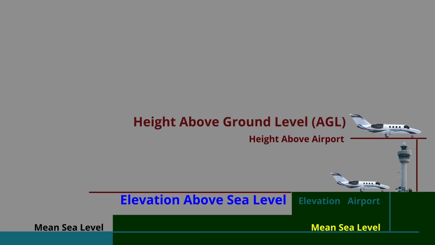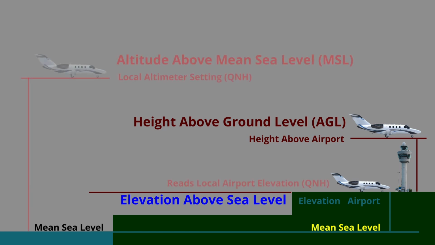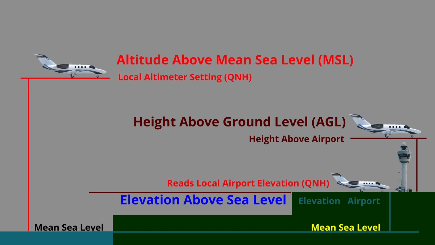Height is the vertical distance above ground level, abbreviated as AGL. Altitude uses the same calculation as elevation, but now for a moving aircraft and not a fixed point on the ground. The altitude is the vertical distance above mean sea level, using the local pressure of the area as a local altimeter setting.